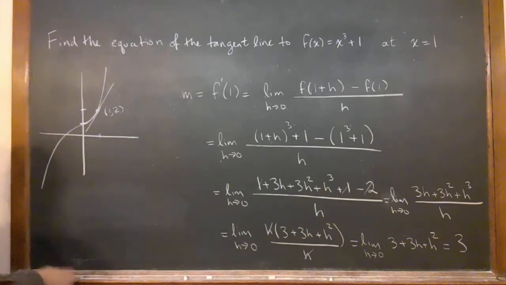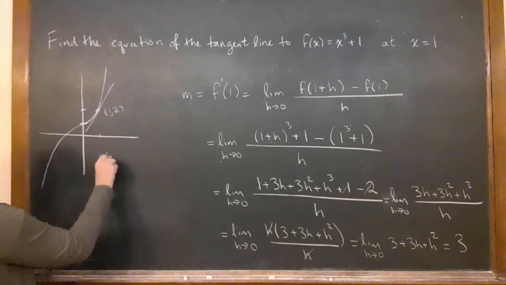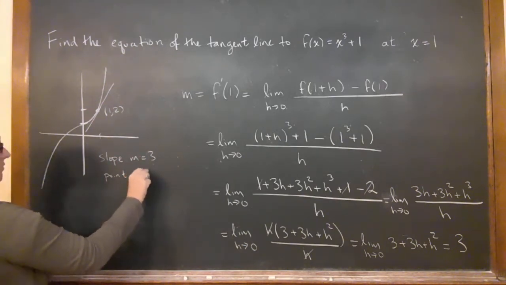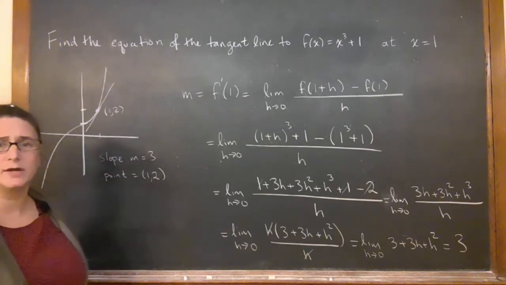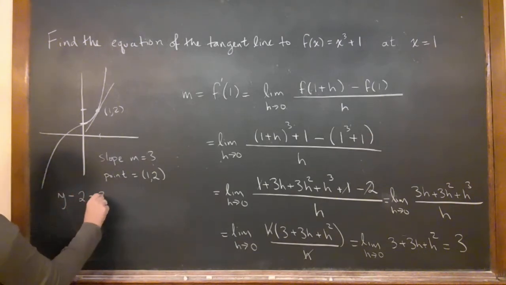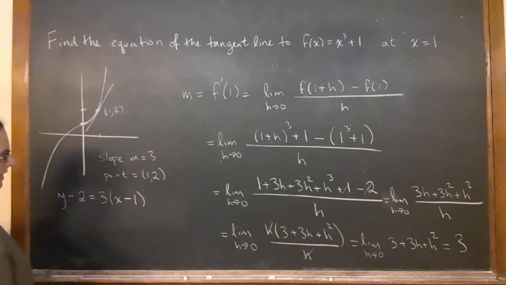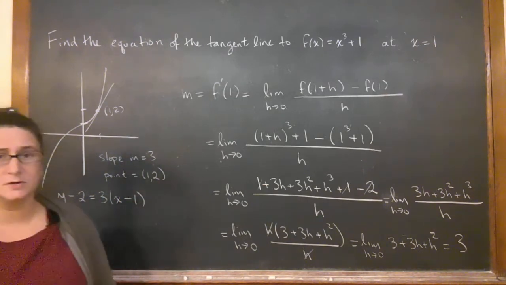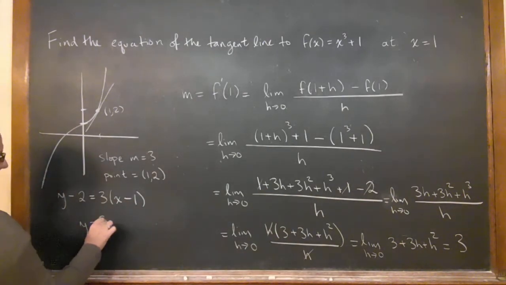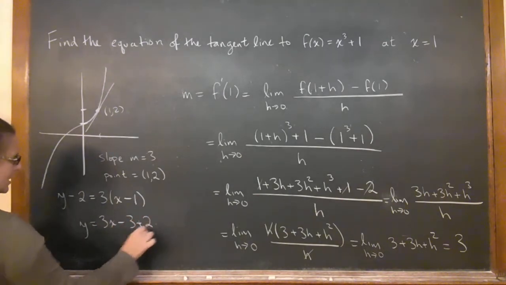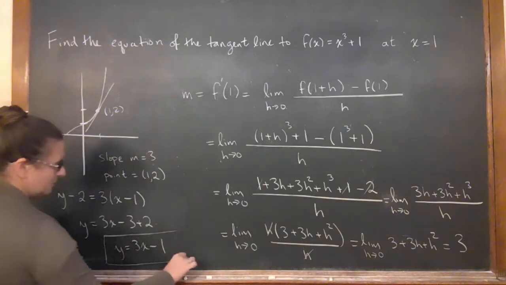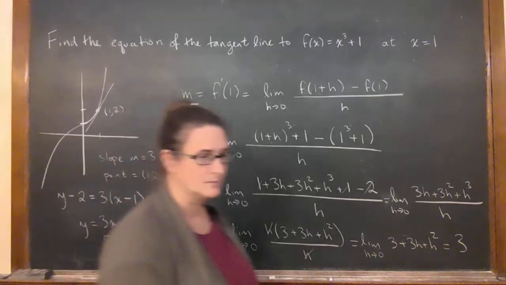So now I've got slope m is 3, and my point I had just found before was 1, 2. So I just have to write down the equation of a line. Now I usually use the point slope formula here. If you don't like to use point slope, you want to use slope intercept and solve for the intercept, that's fine. I don't care how you do it. It's the same amount of work anyway, right? 3x minus 3 plus 2. So in the end, the equation of my tangent line is y equals 3x minus 1. Yay!